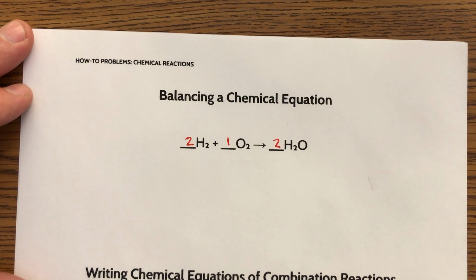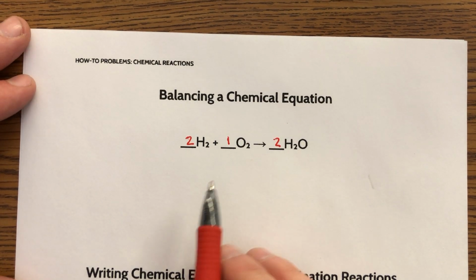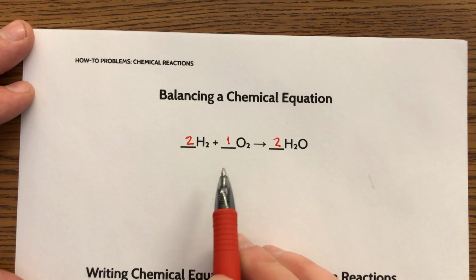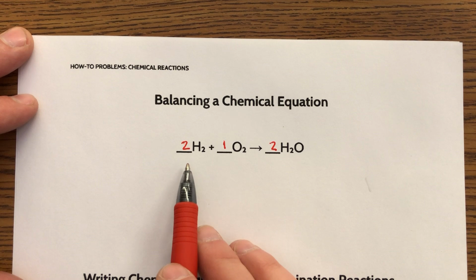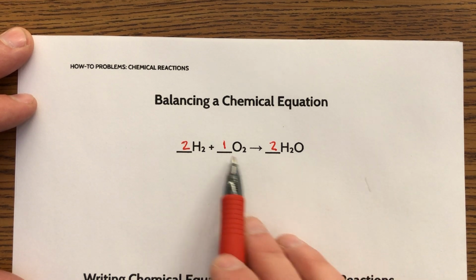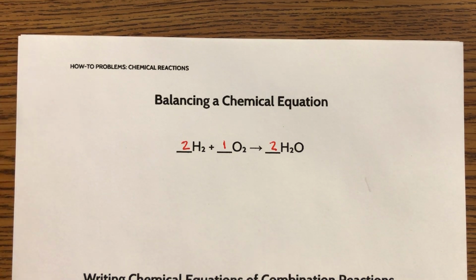If we were to write this down below, we would just not include the 1, because it's given. We basically assume that that's what's going to happen. So we have 4 hydrogens, 2 oxygens, and 2 oxygens, and this is balanced.